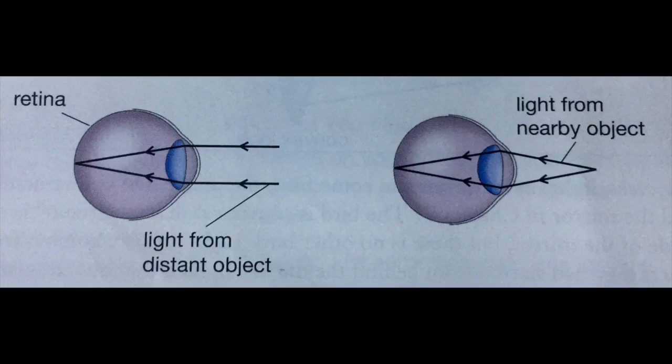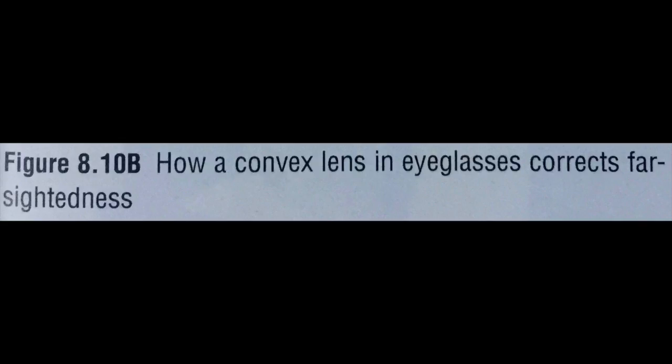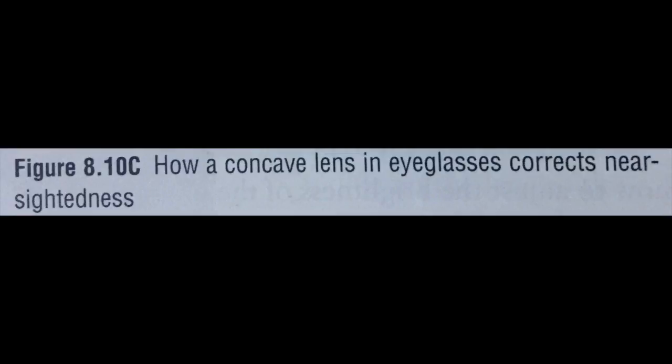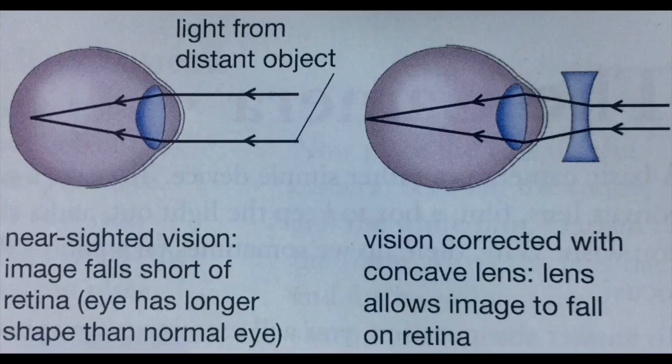As figure 8.10b shows, a convex lens placed in front of a far-sighted eye helps bend the light rays so that the image appears on the retina. As figure 8.10c shows, a concave lens placed in front of a nearsighted eye moves the image back, so that again it forms on the retina.